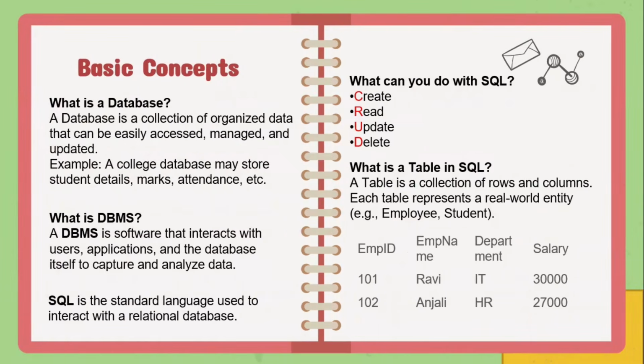So let's see the basic concepts. What is a database? A database is a collection of organized data that can be easily accessed, managed, and updated. For example, a college database that stores students' details, marks, attendance, etc. What is a DBMS, or database management system? A database management system is software that interacts with users, applications, and the database itself to capture and analyze data.